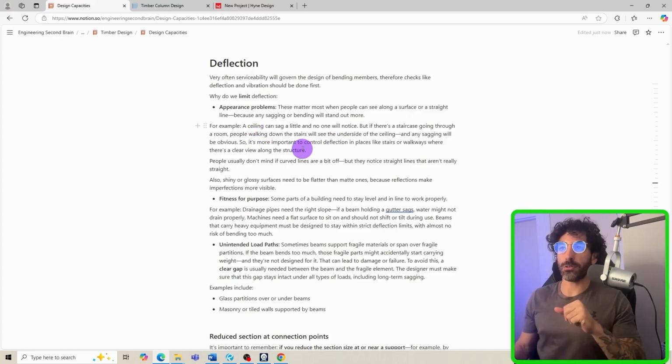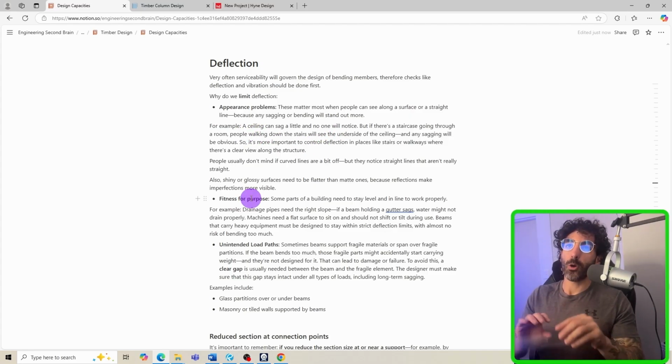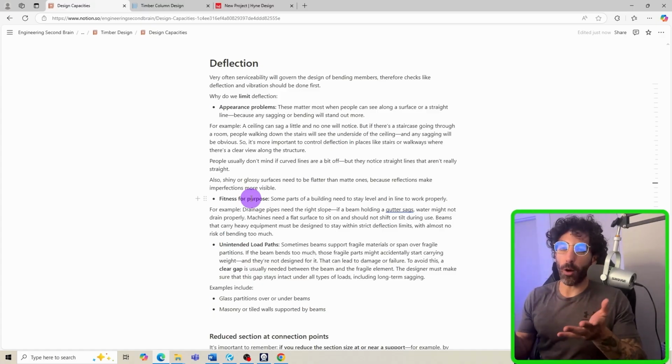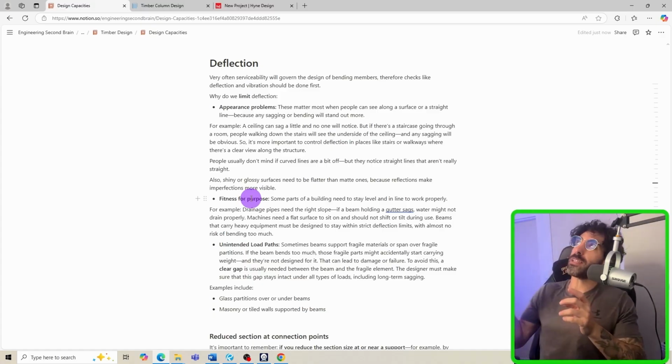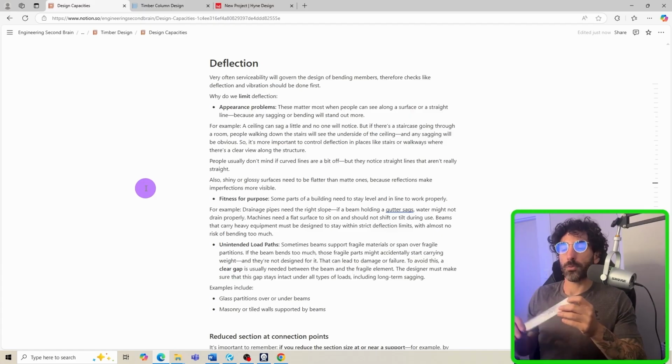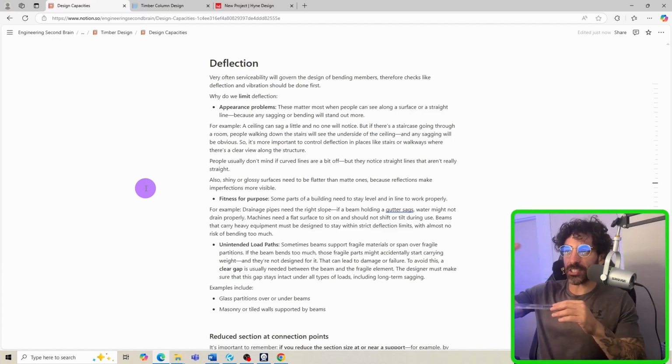Basically, I'll explain it to you very quick. When you look at a ceiling from below, the deflections are not so obvious. So at the moment, I'm looking at my ceiling above me. I can't really tell if there is excessive deflection. But if you look at a ceiling at your eye level, then that's when deflections become more noticeable.